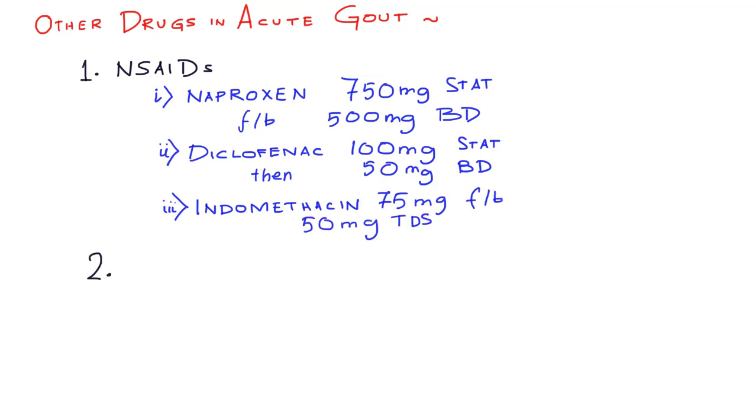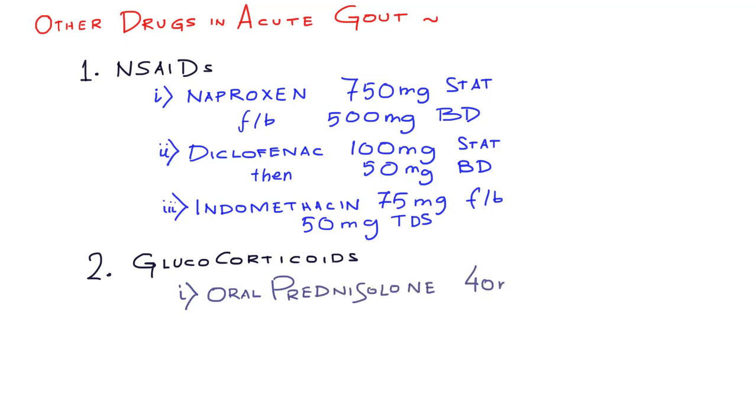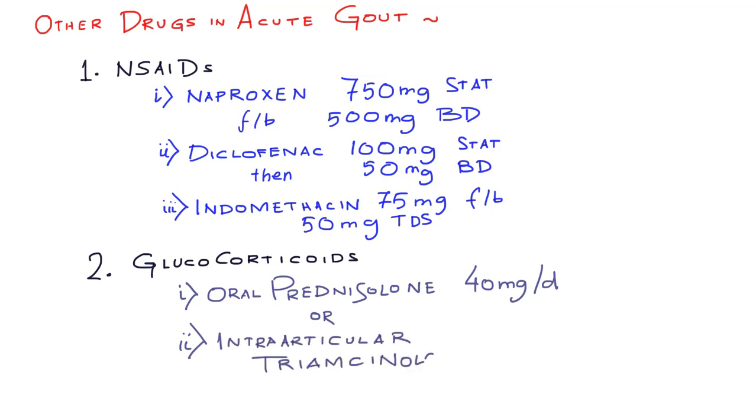In very severe cases, we can also opt for glucocorticoids. Oral prednisolone can be given in a dose of 40 mg daily for 3 to 5 days, or we can also give a single depot injection of intra-articular triamcinolone in a dose of 20 to 40 mg.